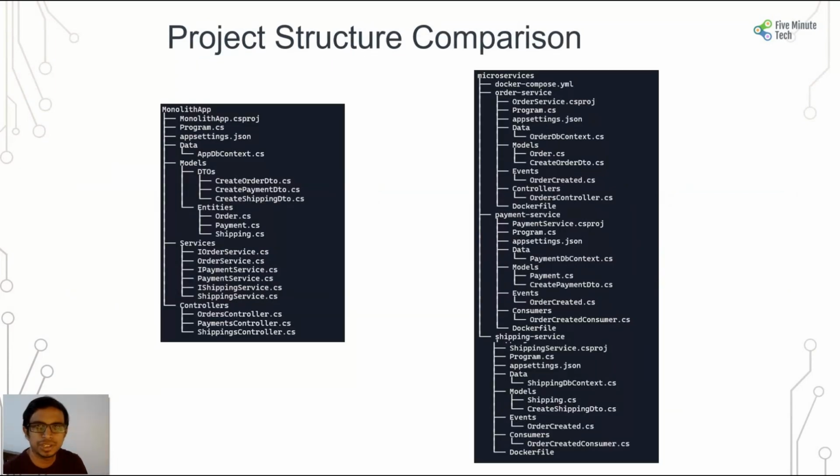Now this is the project structure which we will be working with. The monolith has different order, payment and shipping services along with the DTOs and the entities, and it has the controllers through which it renders the APIs for the application to consume. Whereas in the microservices, we will have different services like the order service, payment service and shipping service, and each of these services will have its own DB context, along with the controllers, DTOs and the entity layer. So let's get started on a practical demo of how we will migrate this application.